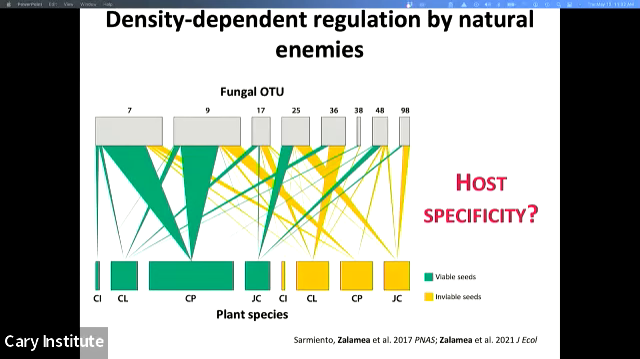So what I have here in this network is, on the bottom, a different species of plant: our 3 species of Cecropia and Jacaranda. In green, we have seeds that were viable at the time of retrieval. In yellow, we have seeds that were dead at the time of retrieval. And on the top, we have the 8 fungal OTUs, or fungal species, that were most common in our dataset. And what we see is that there are many lines crossing each other. So there is no host specificity.